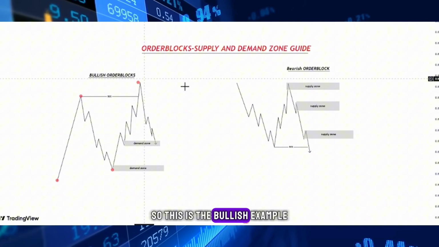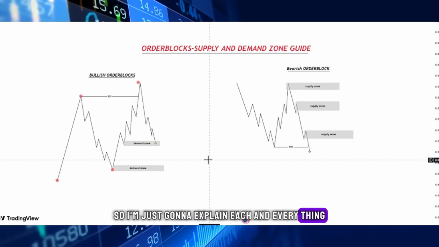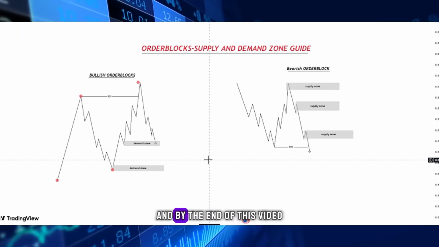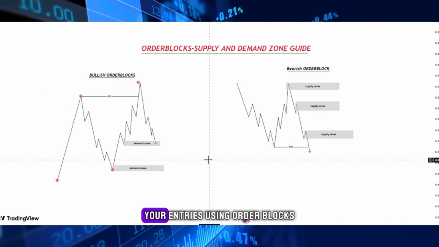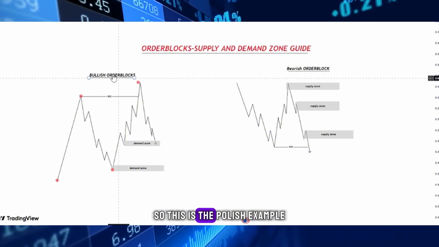So this is the bullish example, and then this is the bearish example. I'm just gonna explain each and everything step by step so that you can understand up until you can place an entry. And by the end of this video, I'm gonna show you an example of how to place your entries using order blocks or your supply and demand, guys. So this is the bullish example.